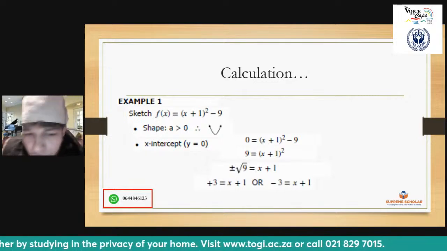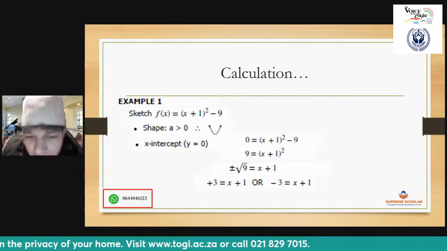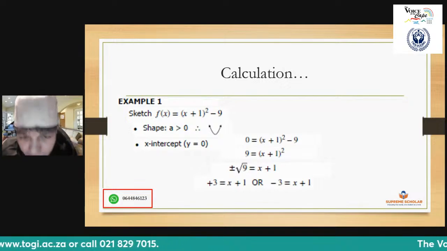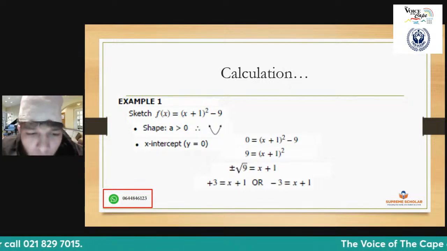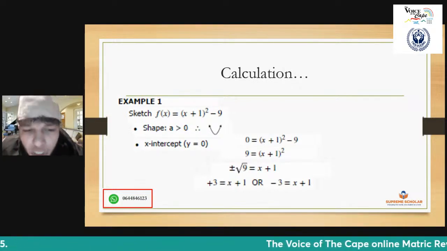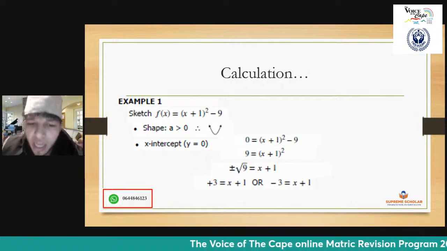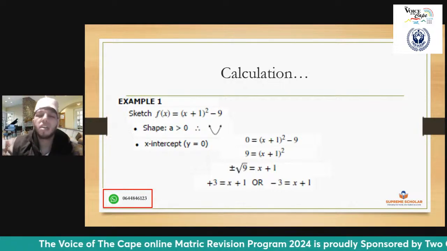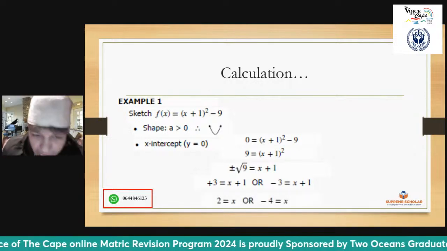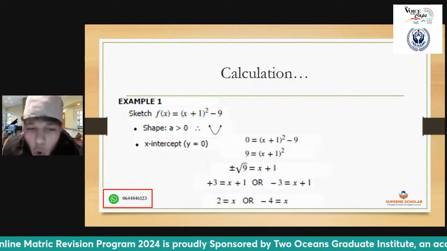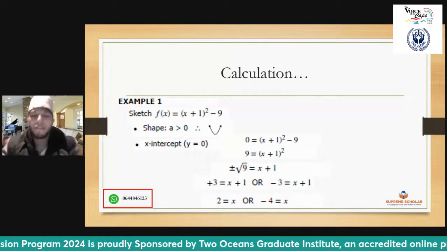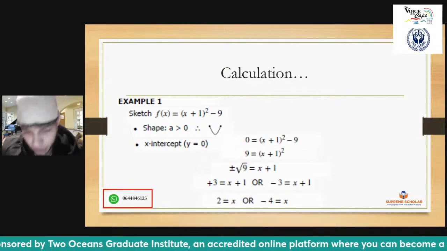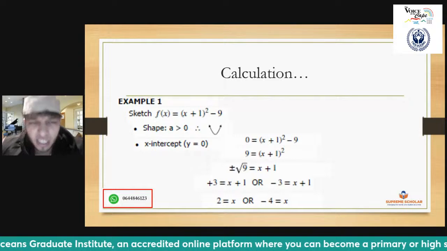And then square root of 9 is 3. So remember, when you square root something, you're always going to have a positive and a negative answer. All right. X plus 1, and then we have plus 3. Positive 3 is equal to x plus 1. And we have negative 3 is equal to x plus 1. And then from here, simplification, we're getting our answer. X is equal to 2 or x is equal to negative 4. So that is our x-intercepts. So that is how we solve our x-intercepts.